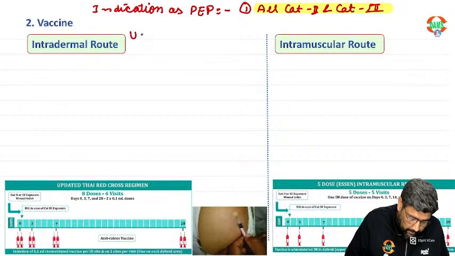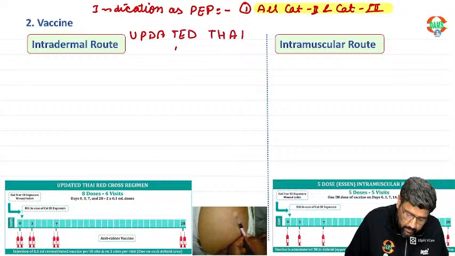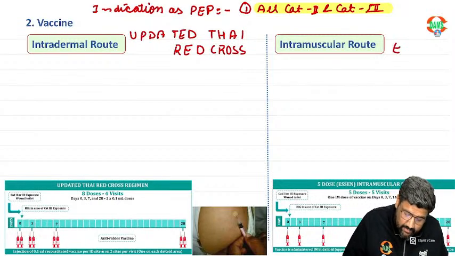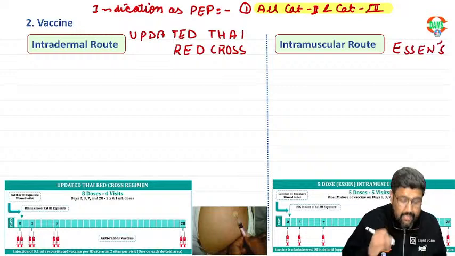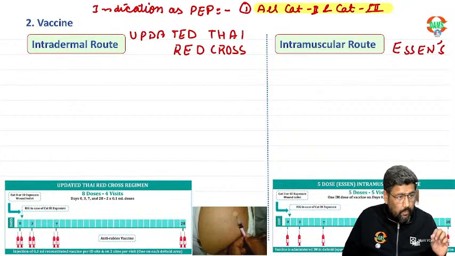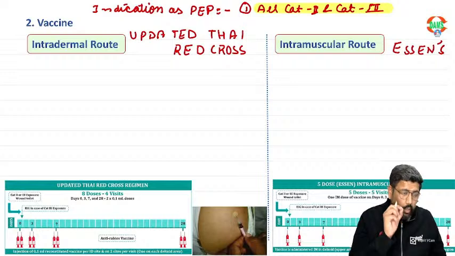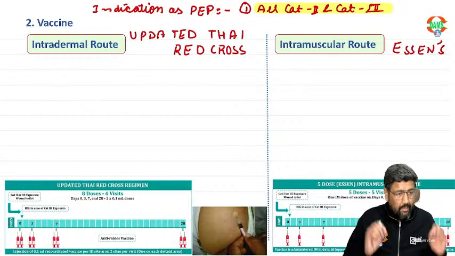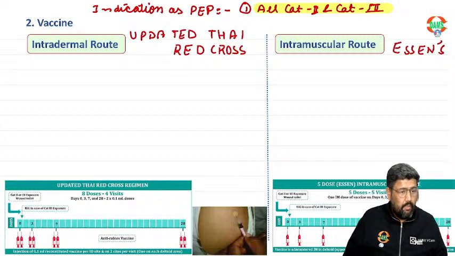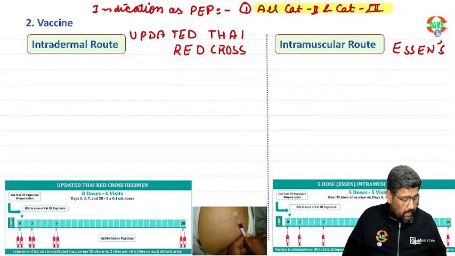One is updated Thai Red Cross, and another is Essence regime. So bachcho, updated Thai Red Cross is only intradermal regime, not intramuscular. Right? In India, currently, these 2 regimes are used. These 2 regimes are recommended by Government of India. Right? There is another regime, Zagreb regime, not used currently. Right? Under Government of India guidelines.